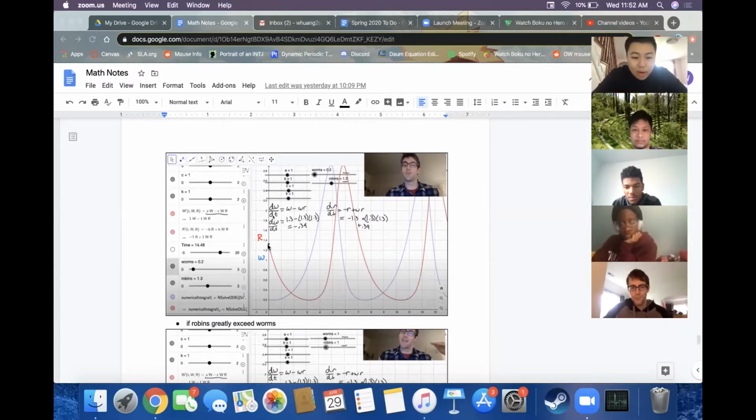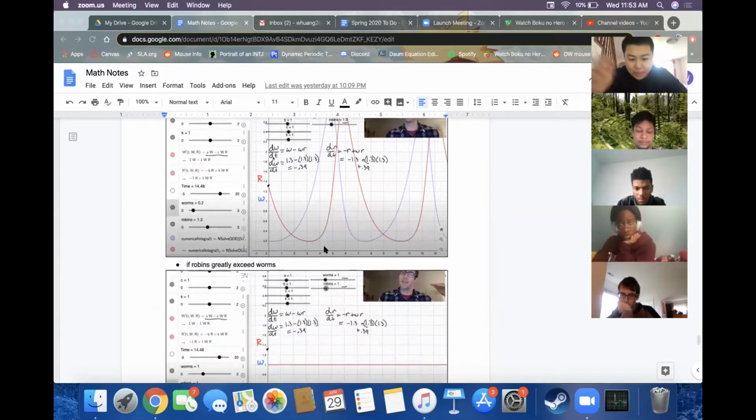So because there are almost no worms in the beginning, the robin population is going to take a dive. And as the robin population decreases really fast, there are fewer predators for the worms, and then the worms are able to grow again, really, really fast. And then once there are enough worms, the robin population will start growing again as well. Eventually, as the robin population grows, the worm population decreases, and that just repeats.